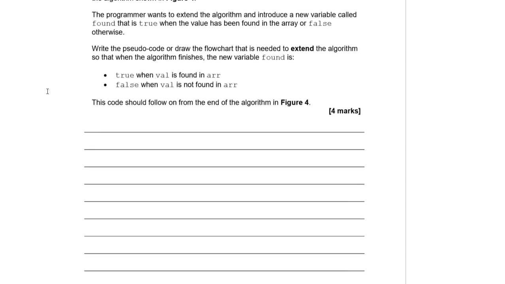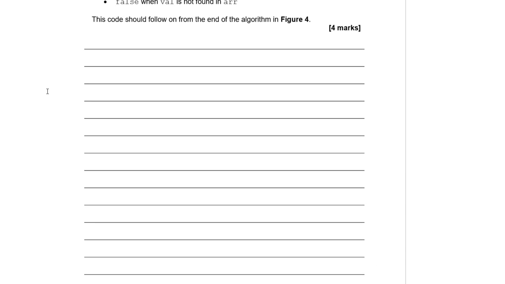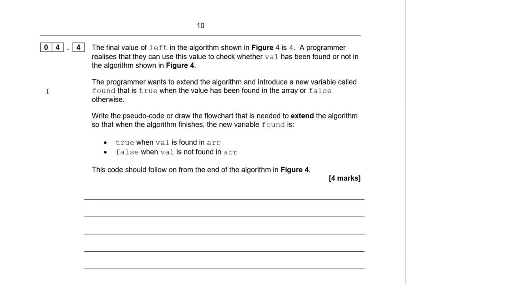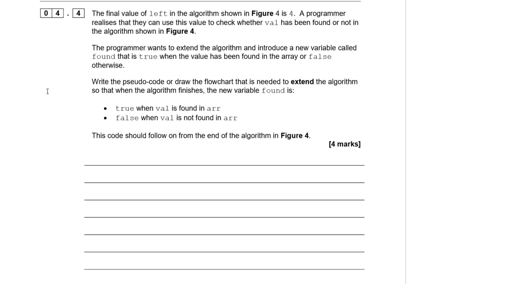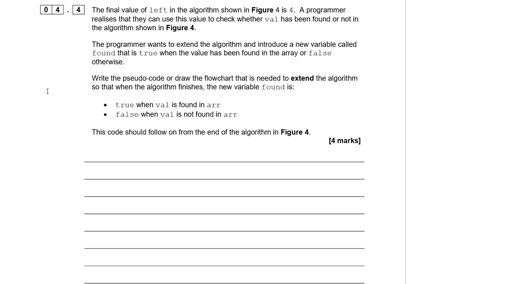Part 4 is the first of the algorithm questions, which people either love or hate. We've basically been given a partial solution for binary search, and we need to check whether the value has been found or not, because that's the whole point of binary search. So we need to extend the algorithm and introduce a new variable called found, which is true when the value has been found in the array, or false if it hasn't been found.